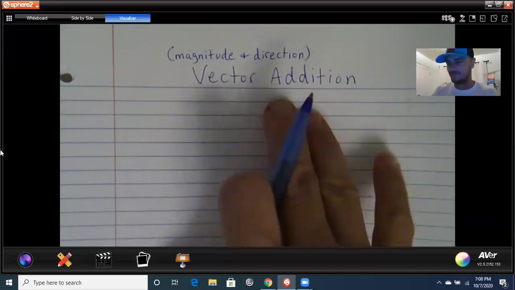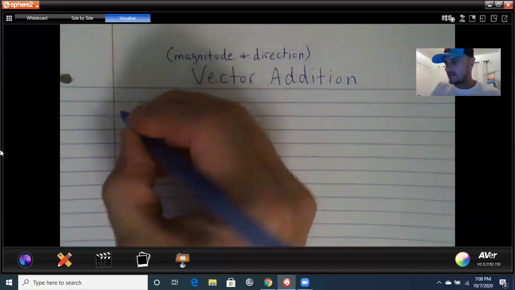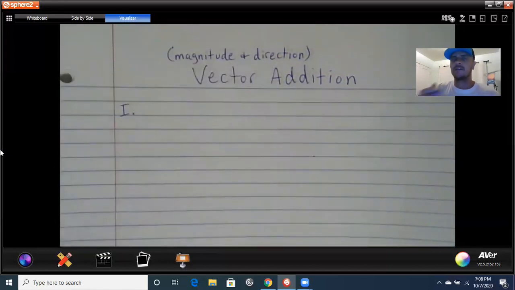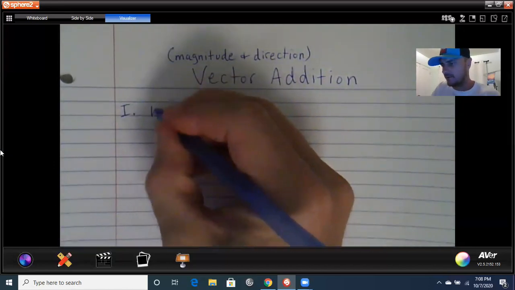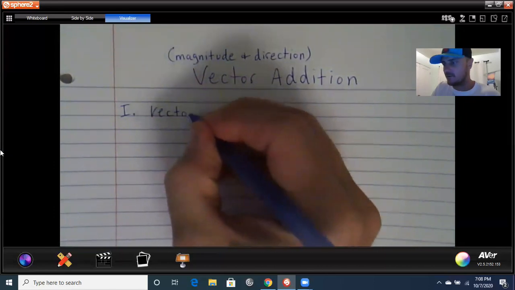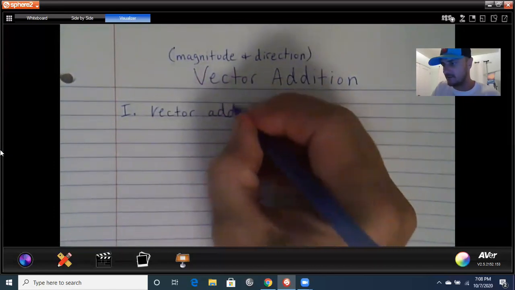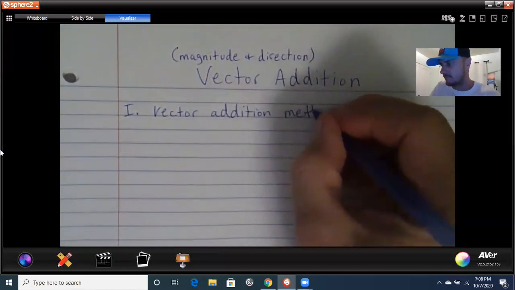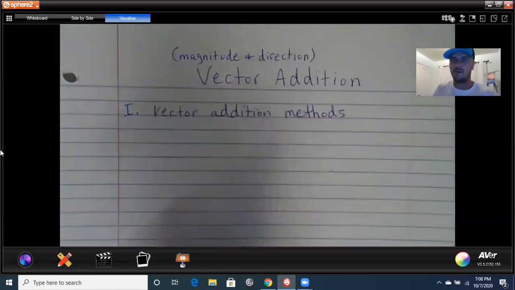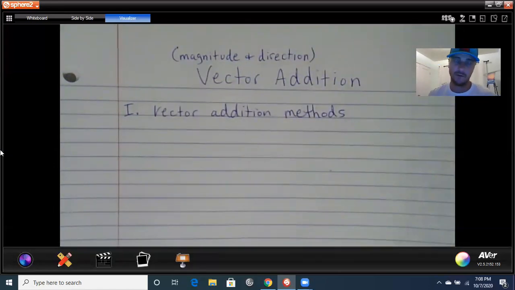So let's get into Roman numeral 1, which is vector addition methods. Okay, now there's one primarily that we use above all else. And then there's another one that I'll show you real quickly that we don't use as much. Sometimes we use it to visualize.